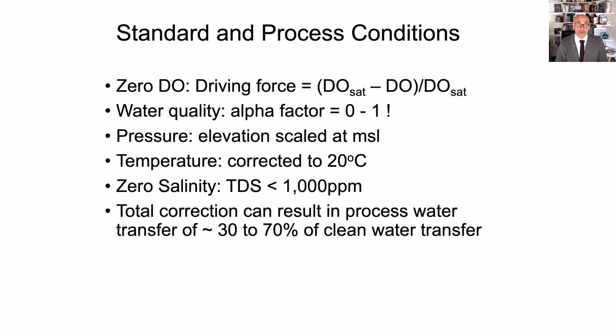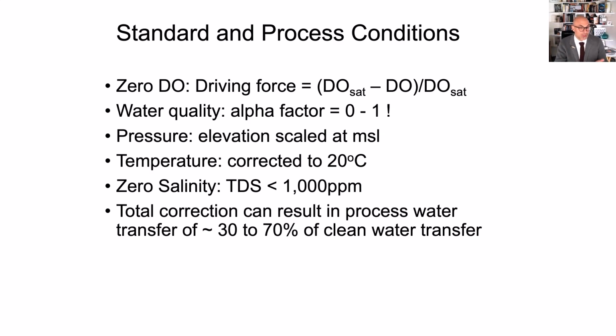The alpha factor is between 0 and 1, and the pressure is used with elevation at mean sea level. For the temperature, we use 20 degrees, and the zero salinity means less than 1 gram per liter, which is like tap water, so it's potable. So we can find that water anywhere.